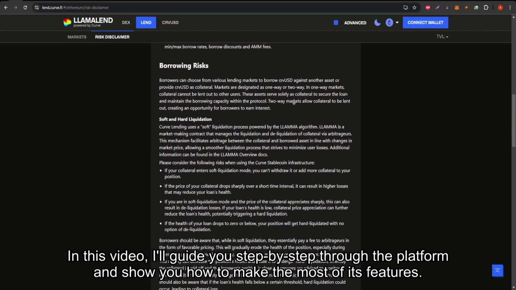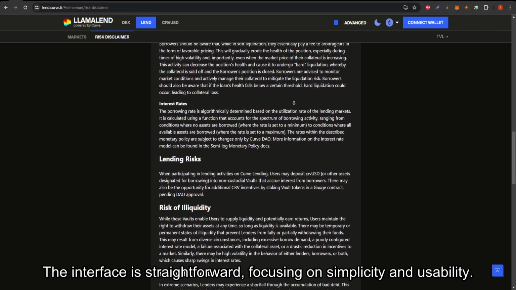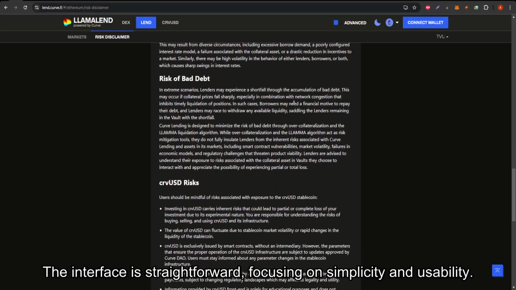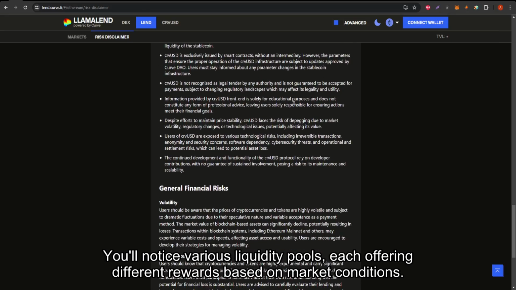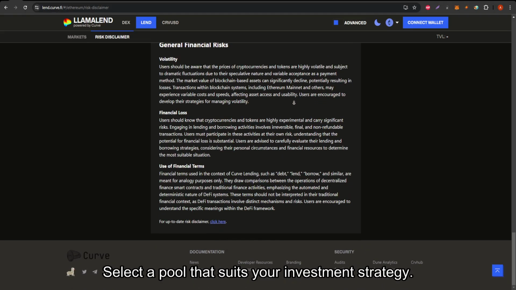of its features. Start by visiting the official Curve Finance website. The interface is straightforward, focusing on simplicity and usability. You'll notice various liquidity pools, each offering different rewards based on market conditions. Select a pool that suits your investment strategy.